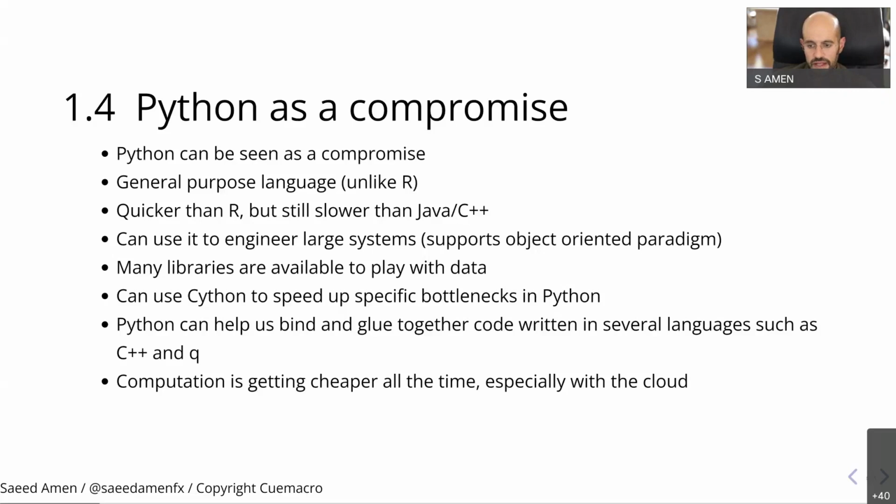And it can also help us bind and glue together code written in different languages. So we can call code written in C++. We can also work with Q as well with Python. So it's quite a nice bridge, essentially, between other languages. And I'd argue that computation is getting cheaper all the time, especially with the cloud. And there's all sorts of tips and tricks as well that you can use with Python to speed it up as well, which is relevant, I think, if you want to make it quicker.